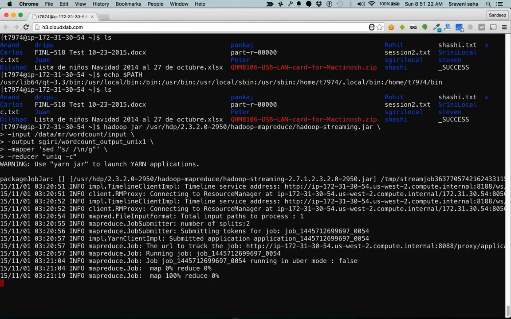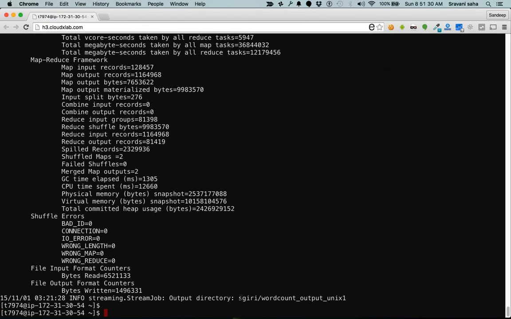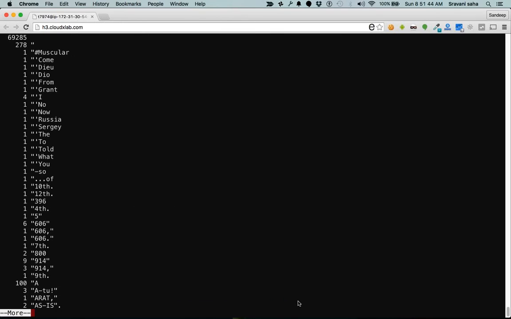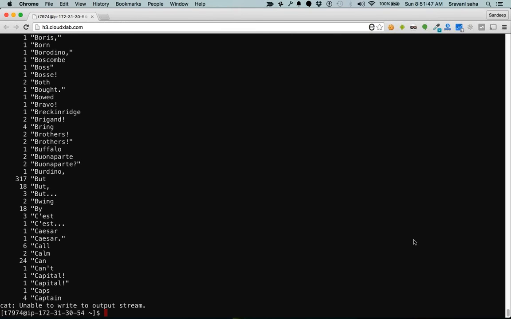All right, you can see that it's running fine. At least the map phase is finished. Let's see if the reducer runs fine. It has done a good job. All right, had it not been able to find it, it would give us an error. You see that?